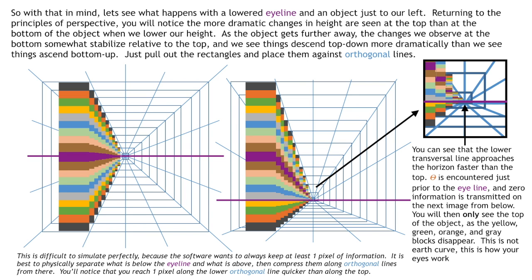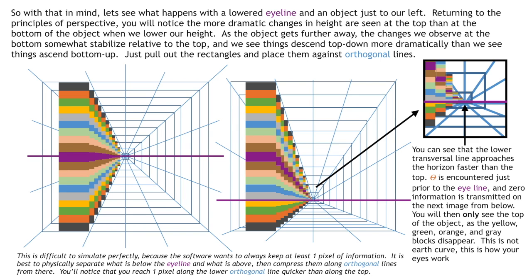Again, this is not the curvature phenomenon, a physical curvature phenomenon. This is how your eyes work. One note also: this is difficult to simulate perfectly because the software wants to always keep at least 1 pixel when you start to shrink things down. It is best to physically separate what is below the eye line and what is above, then compress them along the orthogonal lines from there. That is usually a better way to go.